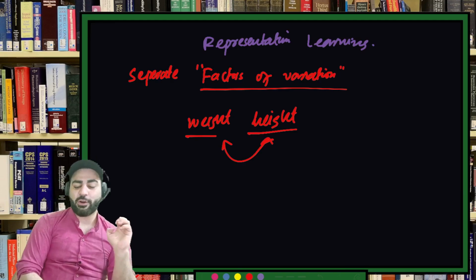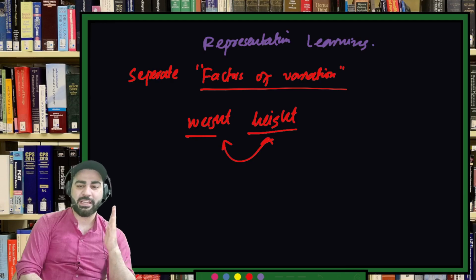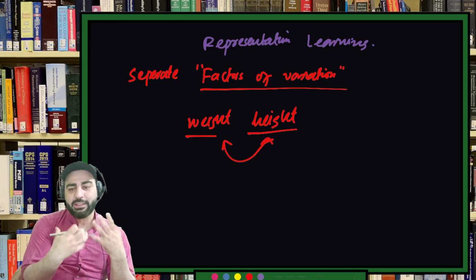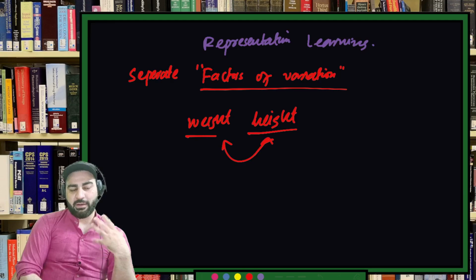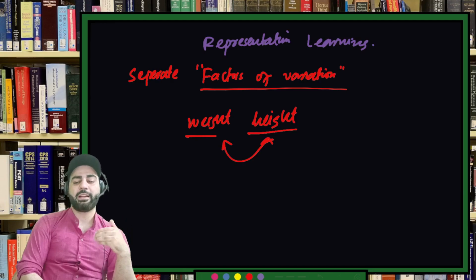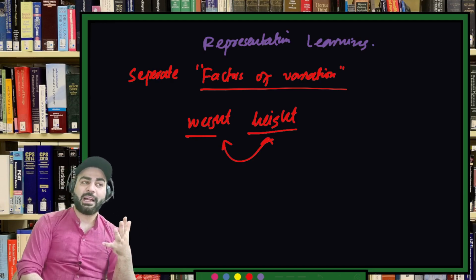Okay, so that's what I call factors of variation. That's what this representation learning does. It tries to come up with these separate factors of variation. And now the problem in representation learning was this.